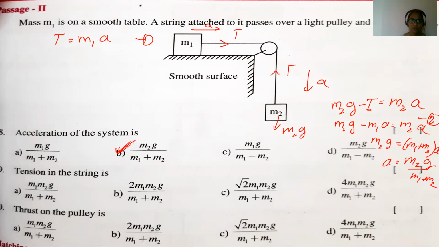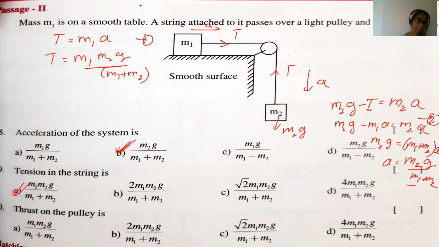This is the answer for the question, option A. Second, what we need to find is the tension. In place of acceleration, just substitute the value of a. The value of a is M2 g divided by M1 plus M2. So you will get the acceleration M2 g by M1 plus M2. So this is option A again.